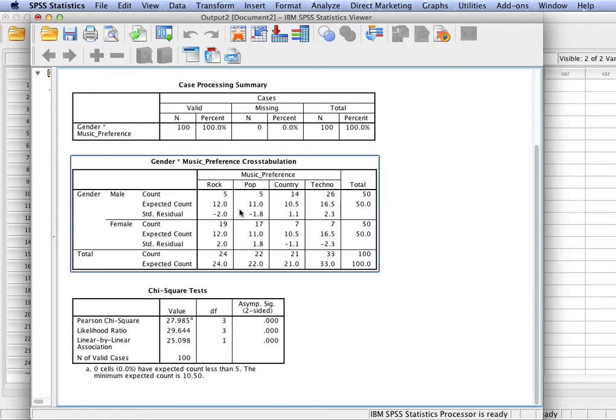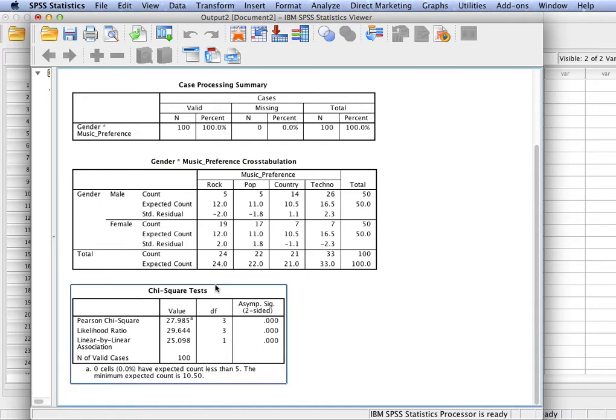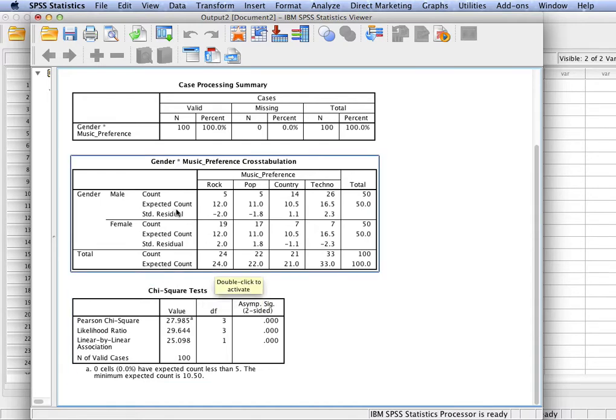So we can see there's something a little bit different going on for the males and the females. The expected count is what we should expect to see based on just the distribution of frequencies. So this is our model's estimate of what should be there. We have 12, 11, 10.5, 16.5, and the same thing here. And right under it is the standardized residual. What that's telling us is whether there is a significant difference between the observed and the expected.